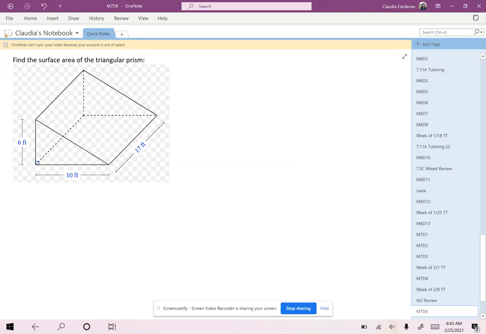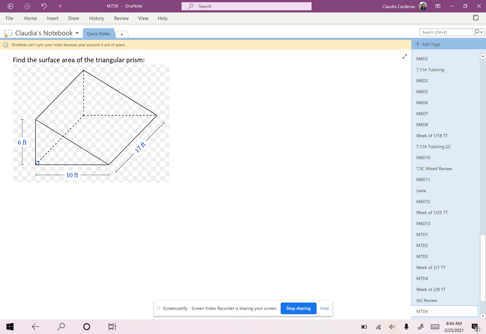Yesterday we reviewed volume of rectangular prisms, and today we're going to review surface area of a 3D shape once more, especially since it's been a little while since we've reviewed this topic. We just want to make sure we're really solid on our surface area. So it says to find the surface area of the triangular prism. So we're going to find the surface area of the prism.